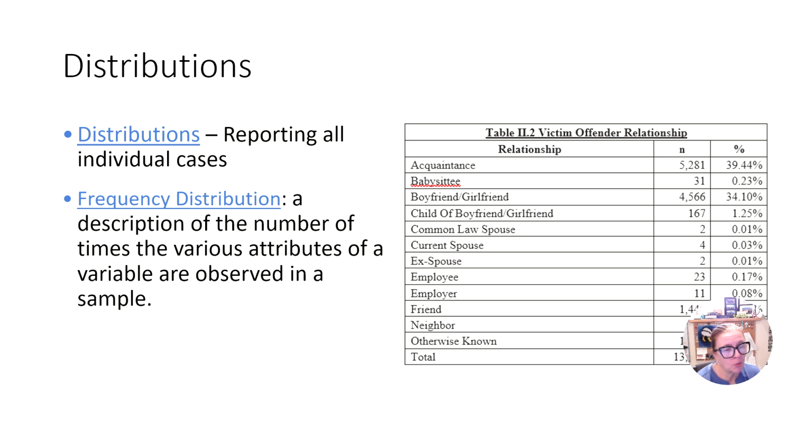Here's a distribution chart of the relationship between victims and offenders in statutory rape cases. You can see that nearly 40% of them are acquaintances. Only 31 cases are the person who is being babysat. Boyfriends and girlfriends, child of boyfriends and girlfriends, right? So this is a frequency table. You might remember this from statistics. The column with N is telling us the number of cases, and the percentage is telling us the percentage of all the cases.